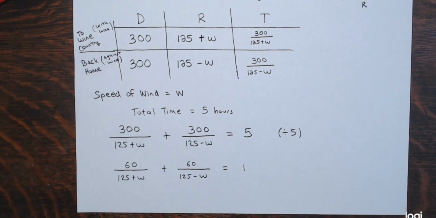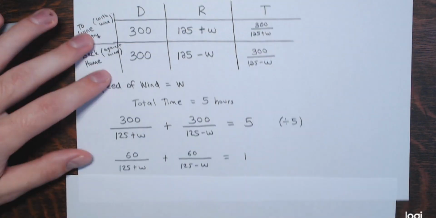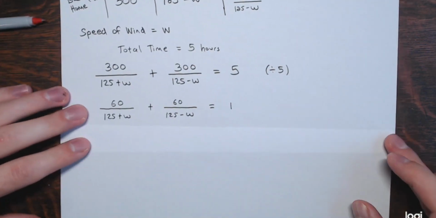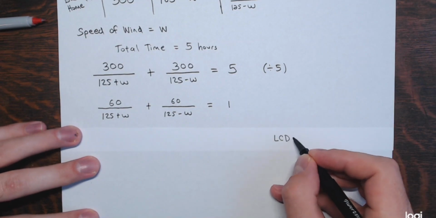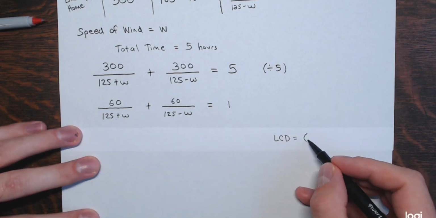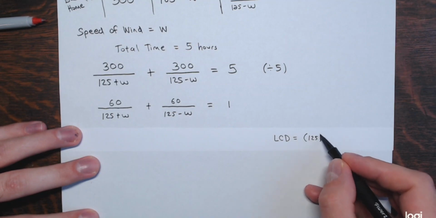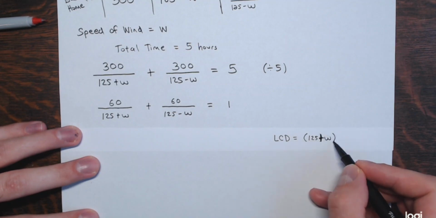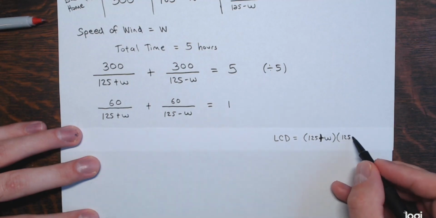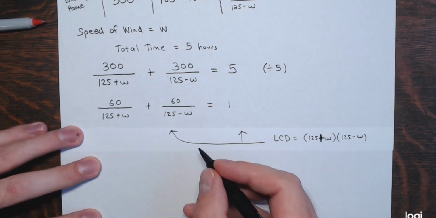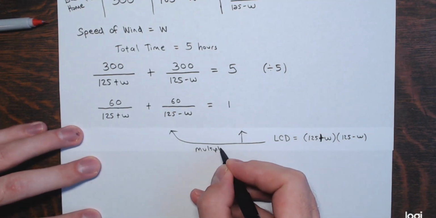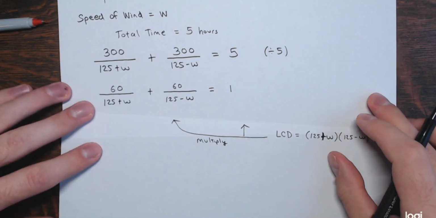So now we have a rational equation, right? An equation with fractions. Remember how to do these? It has been a while since these as well. You find the LCD, the least common denominator, which would just be 125 plus W multiplied by 125 minus W. And then I would multiply both sides by the LCD. The whole reason for doing that is to cancel away the denominators, right?